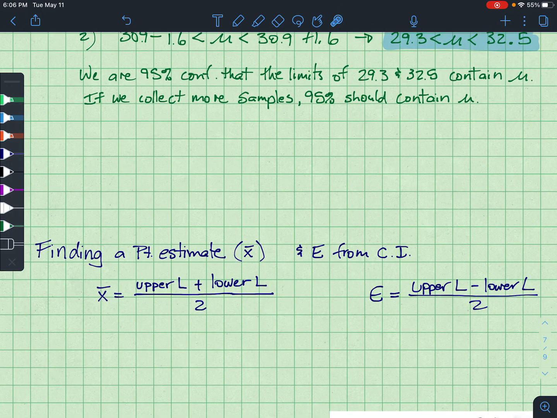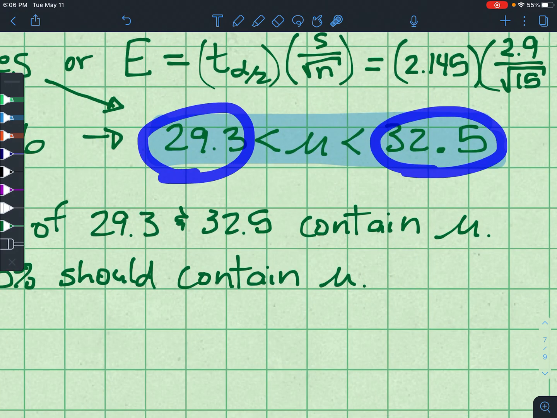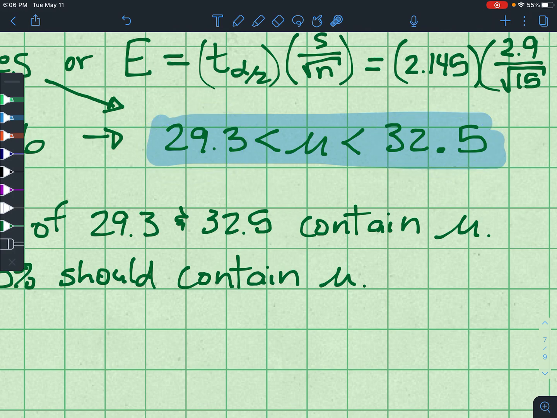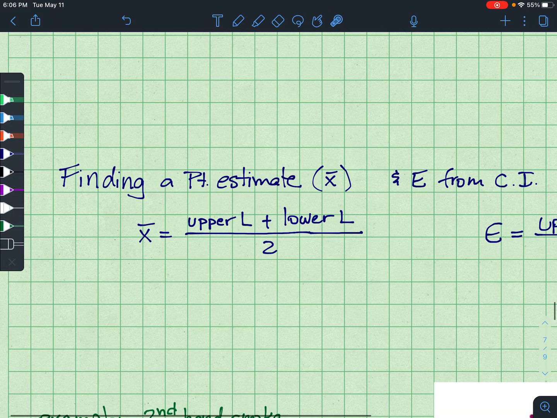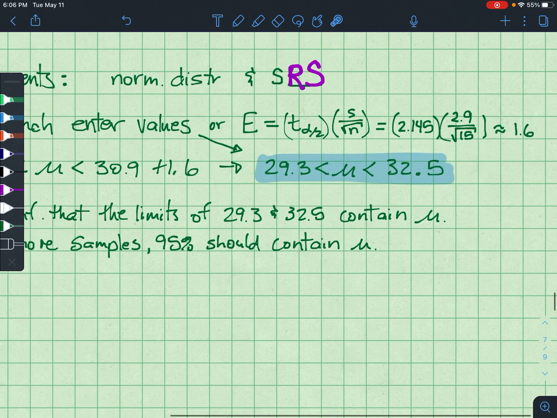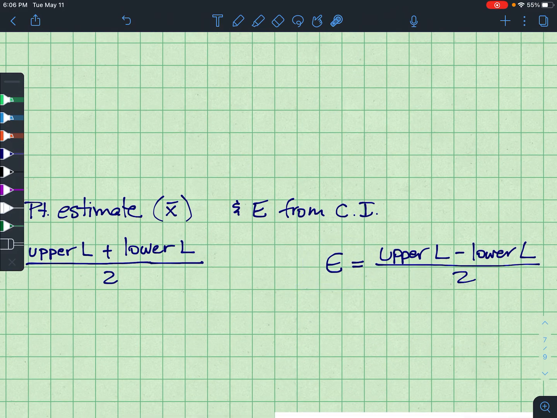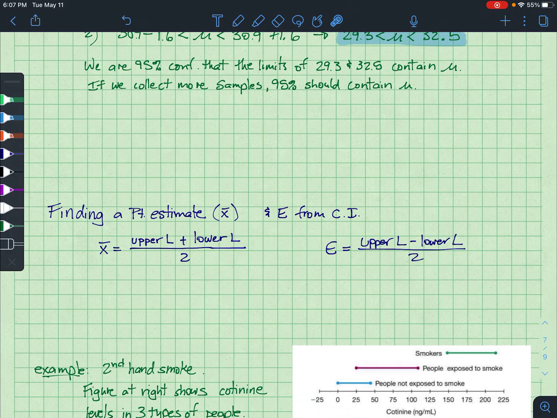Then we have ways to estimate the mean of the sample and the error using those upper and lower limits, right? We either add or subtract them. So for example, here are my limits, right? If I add these two together and divide by 2, that will give me the average that I had, which in this case would be 30.9. And then if I subtract them, find the difference, and divide by 2, that's going to give me the error of the confidence interval that I've established.